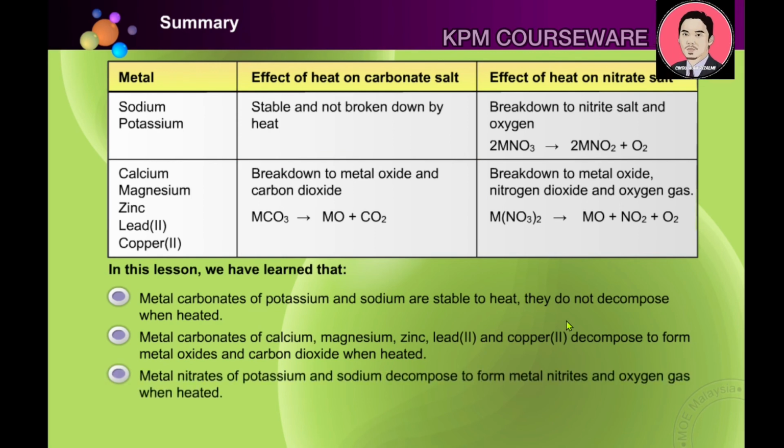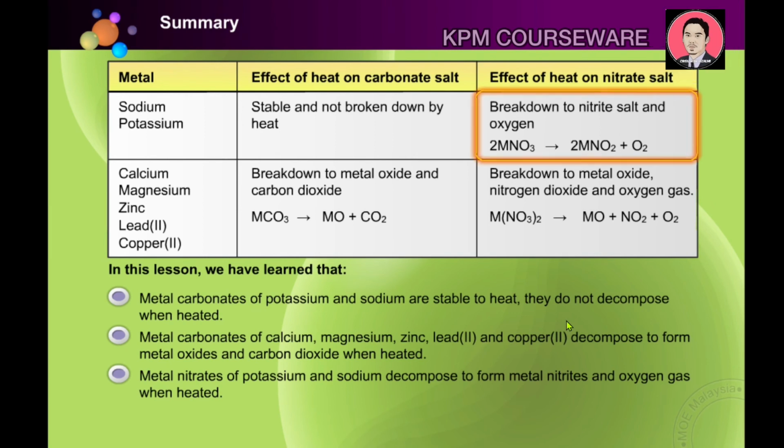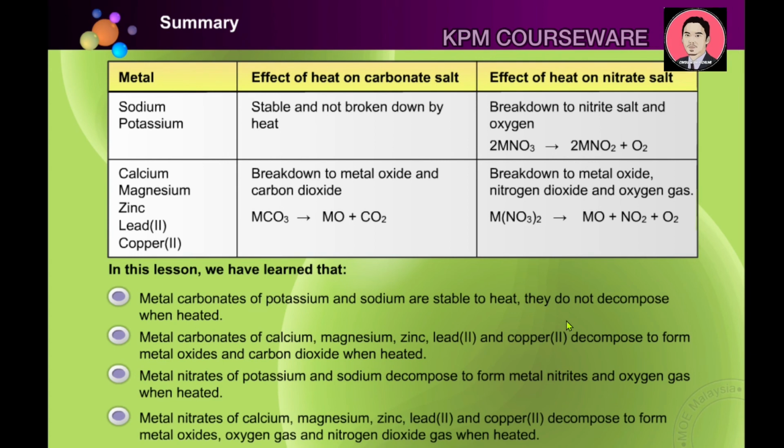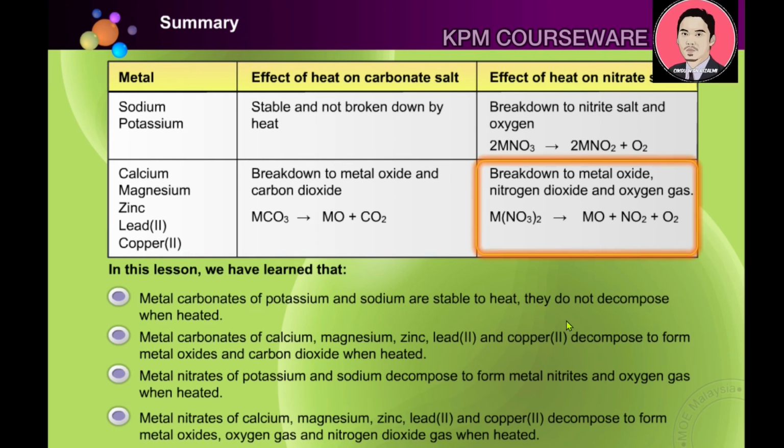Metal nitrates of potassium and sodium dissociate to form metal nitrites and oxygen gas when heated. Metal nitrates of calcium, magnesium, zinc, lead 2, and copper 2 dissociate to form metal oxides, oxygen, and nitrogen dioxide when heated.